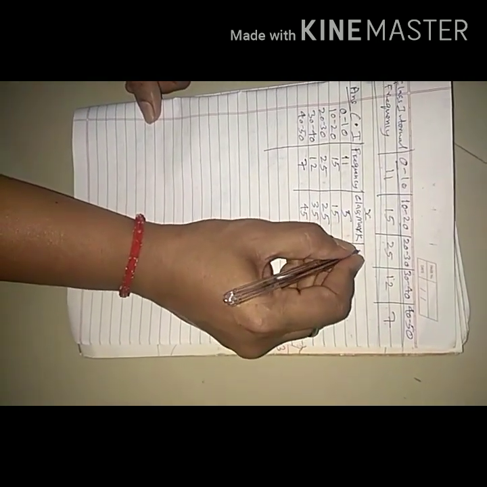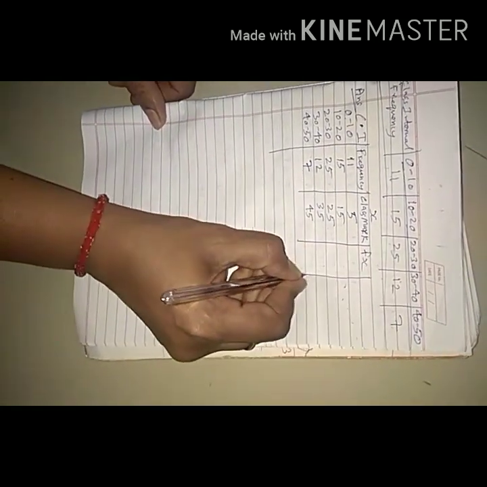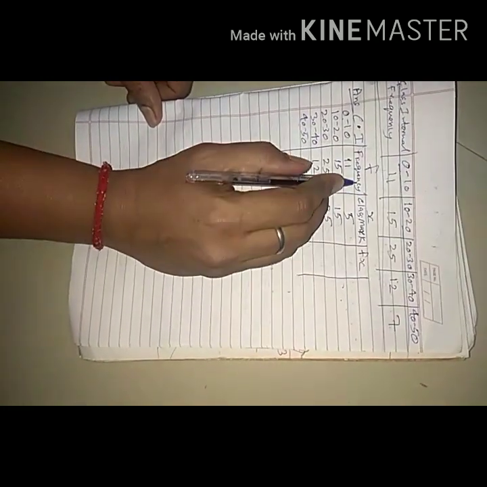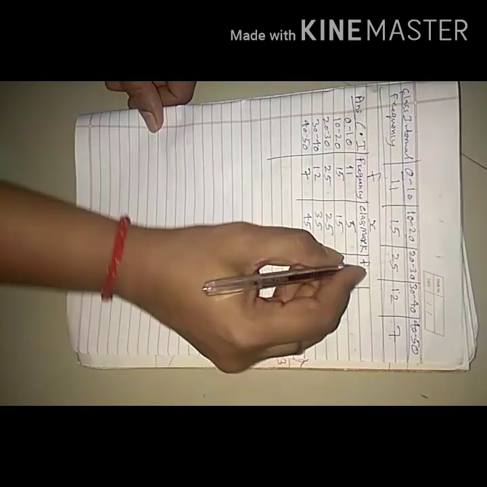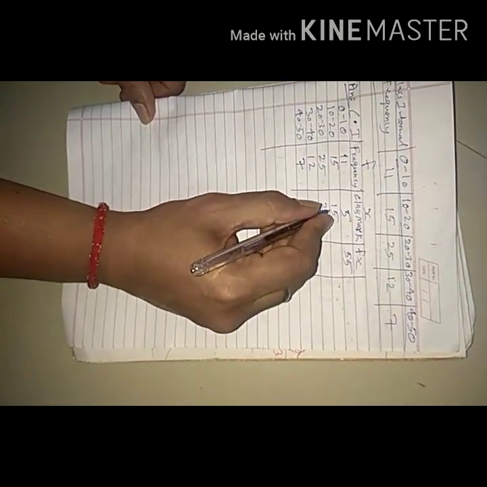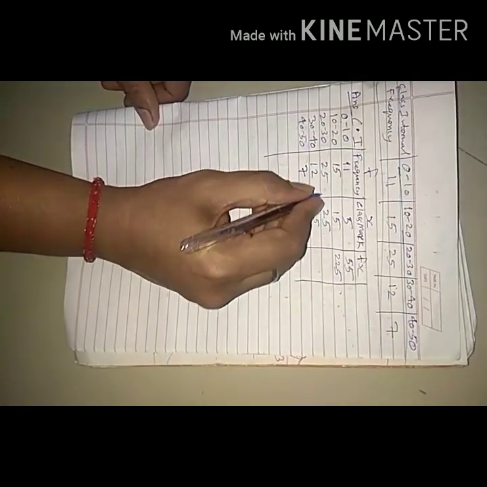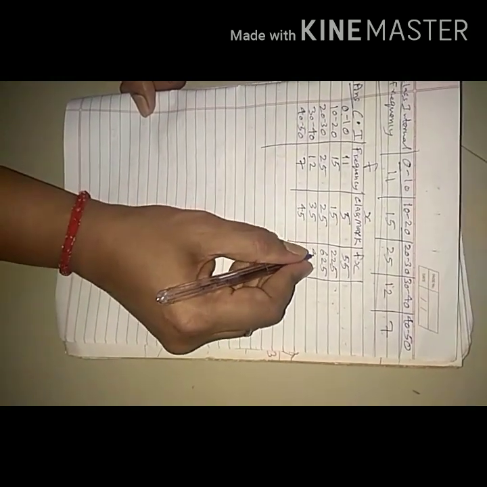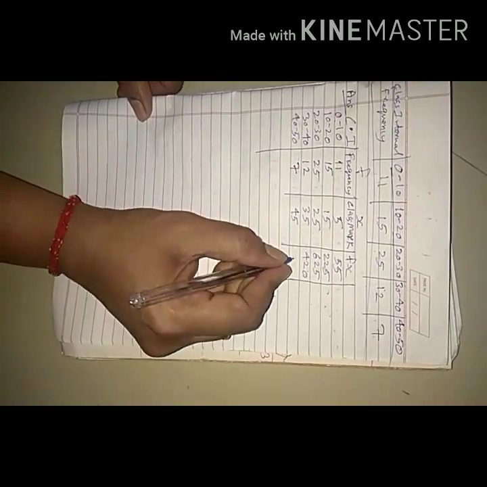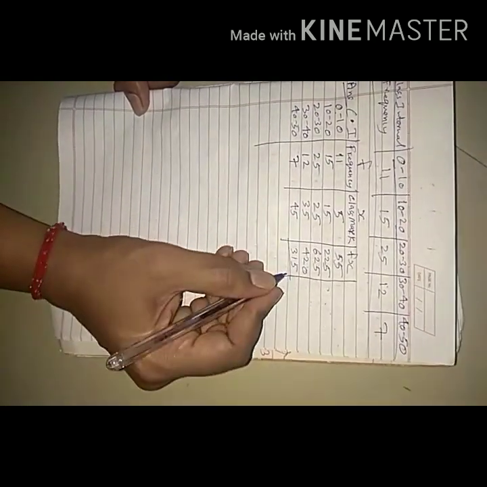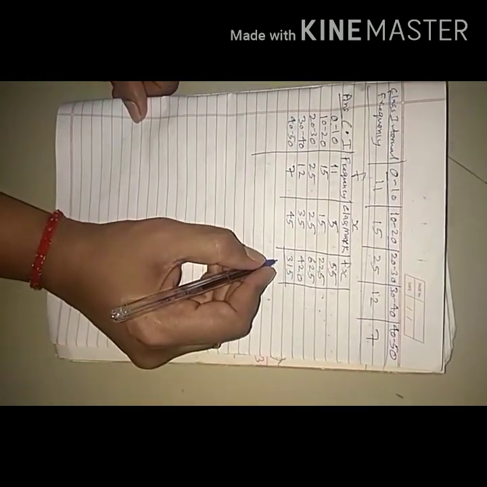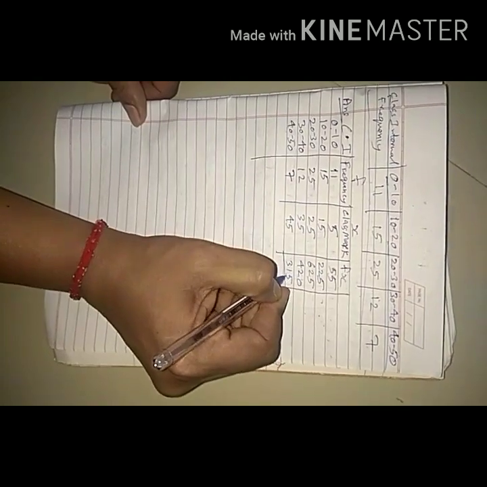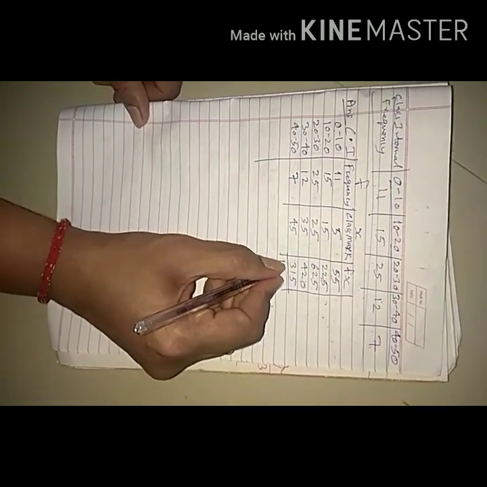So next column will be fx, product of f into x, frequency and class mark. 11 into 5 is 55. 15 into 15 is 225. 25 into 25 is 625. 12 into 35 is 420. 7 into 45 is 315. Now I will add all the values of fx here. Summation of fx I will find. 55 plus 225 plus 625 plus 420 plus 315. I will get total as 1640.